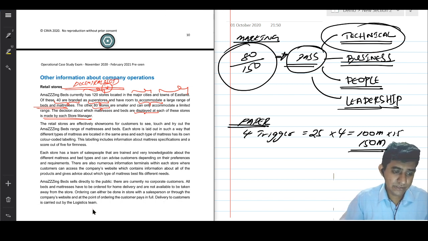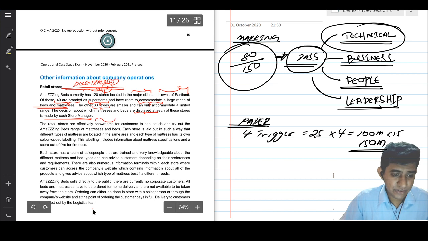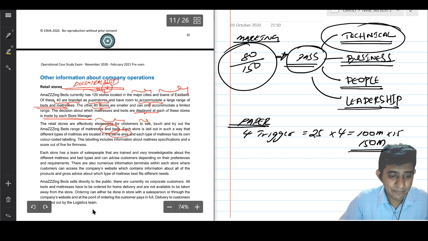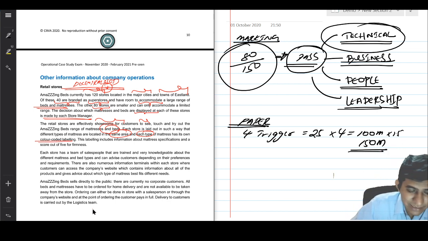The retail stores are effectively showrooms for customers to see, touch and try out Amazing Bed's range of mattresses for each bed. Each store is laid out in such a way that different types of mattresses are located in the same area. Each type of mattress has its own color-coded labeling. So students, it will be very easy for the sales rep, and also for the customers, to identify which type of mattress they generally need.